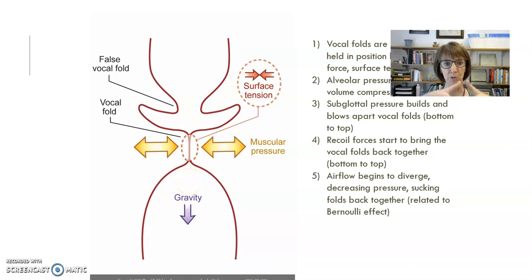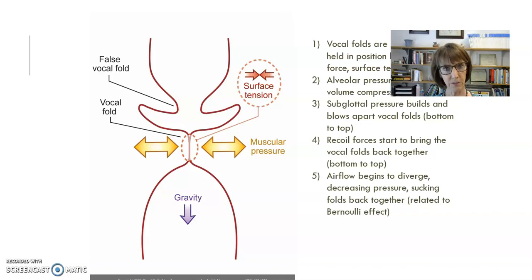So that's what blows them apart. And then once they've come apart, recoil forces cause them to want to come together. It's the same thing that we're talking about with relaxation pressure in the respiratory muscles. You have these muscles, and then they want to go back to their original shape or form. So that's happening bottom to top.